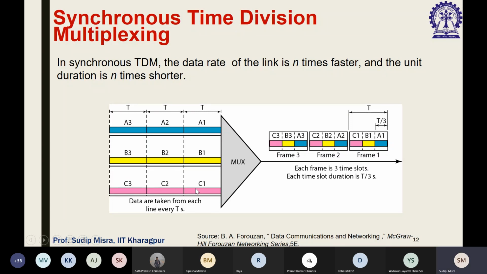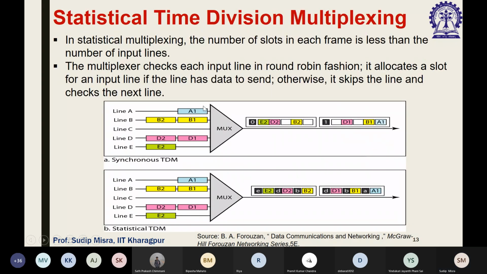Now this sort of technique works very well. But if you have a situation like this, where A1 is present, but there is no A2 and A3, there is B1 and B2, but no B3. For line C, there is no C1, C2, C3. Here you have D1 and D2, but no D3. Here you have E2, but no E1 and E3.